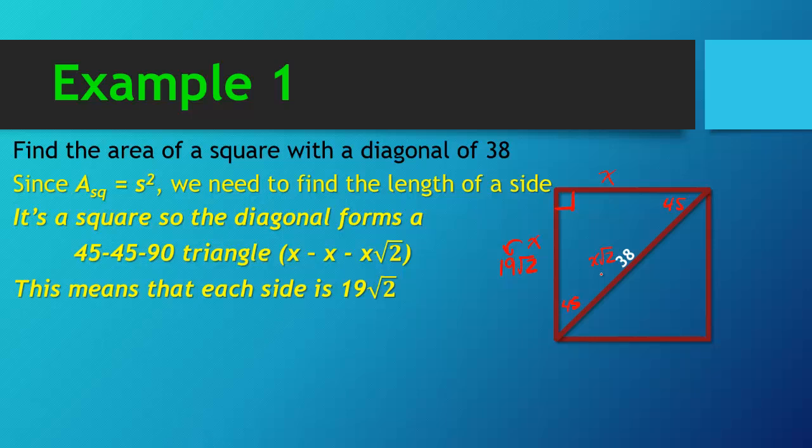So you're going to have to remember some of your triangle ratios or do some trig. It's easy to remember the ratios, so trust me. All right, so each side is 19 square root of 2.